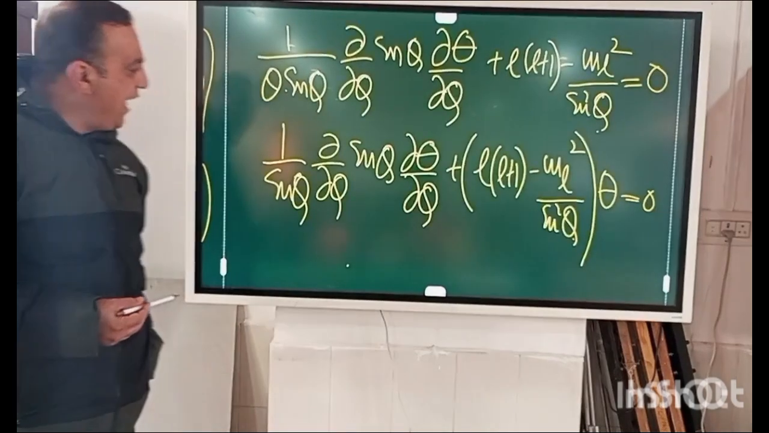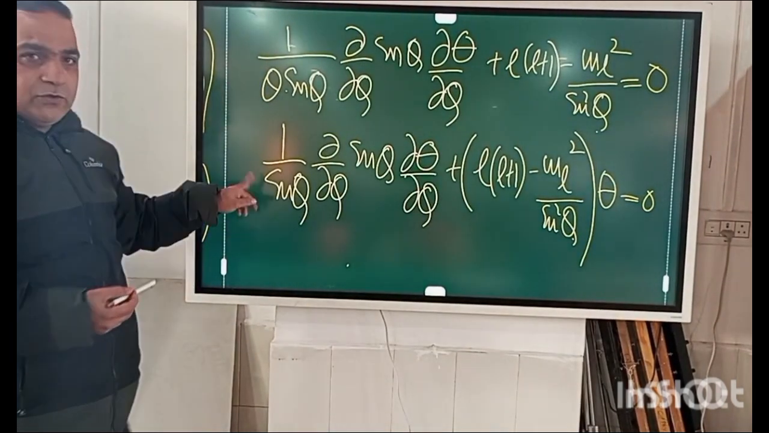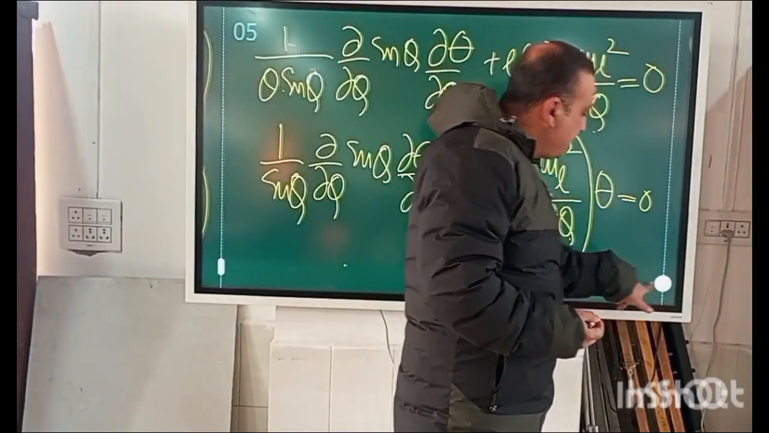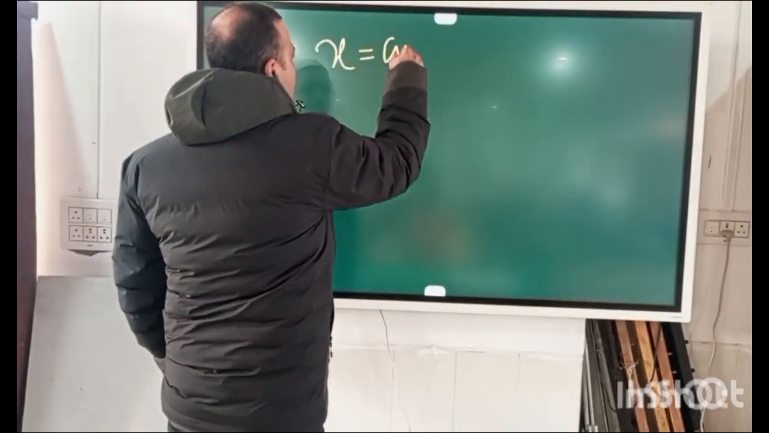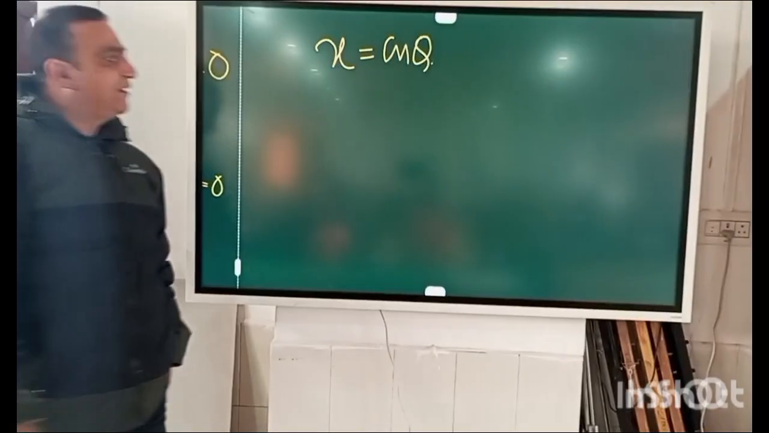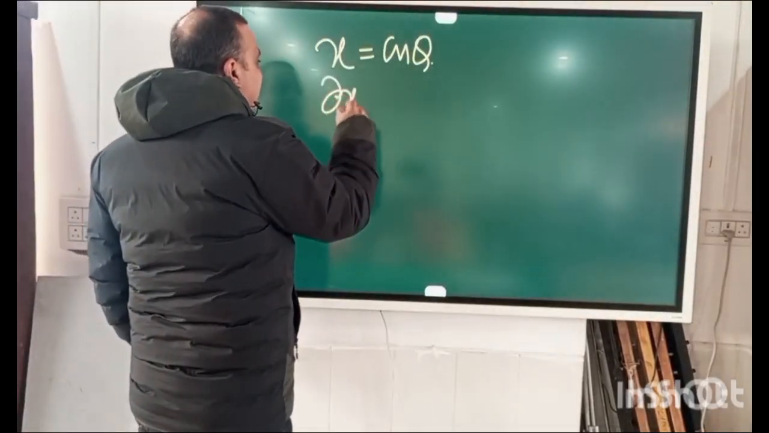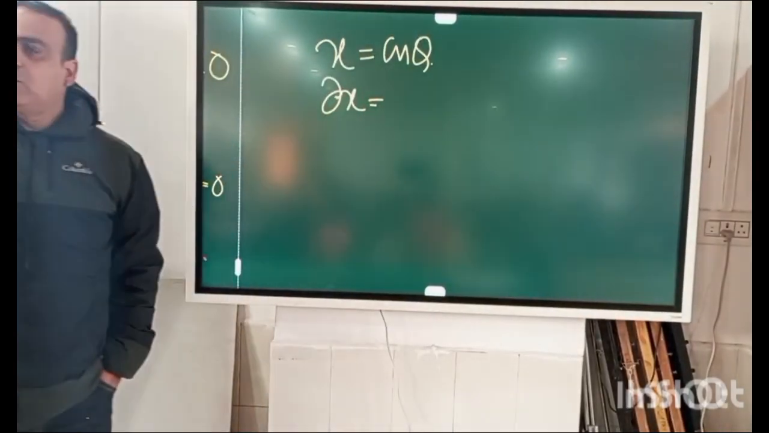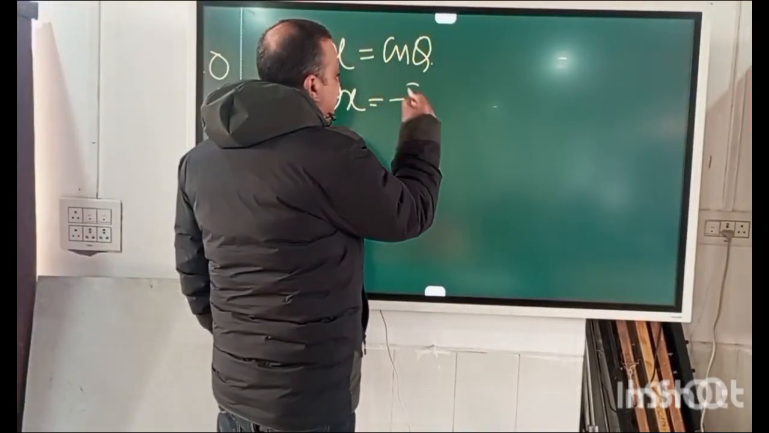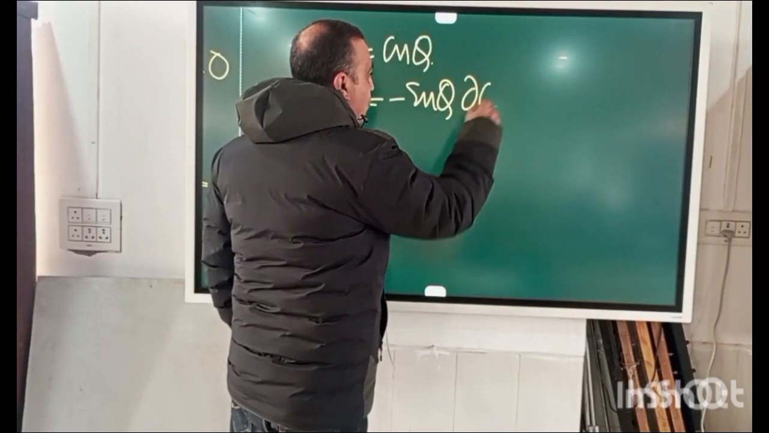Now, you have this on your copy. Can I proceed? Now, I want the solution of this differential equation, and let me choose x equal to cosine theta. If I choose x equal to cosine theta, what will be dou x? What's the differentiation of cos theta? Minus sine theta. This is minus sine theta dou theta.